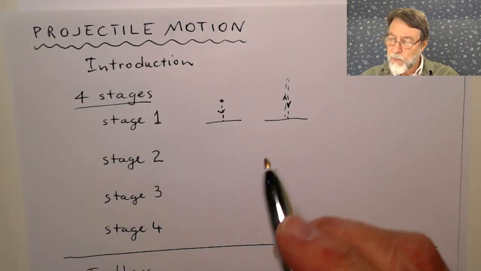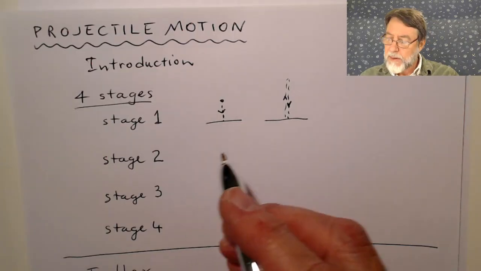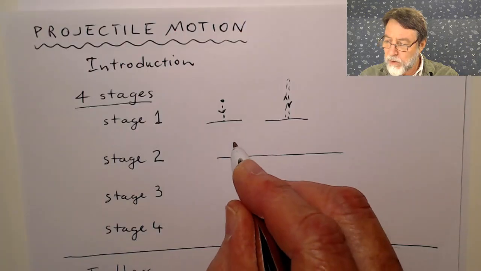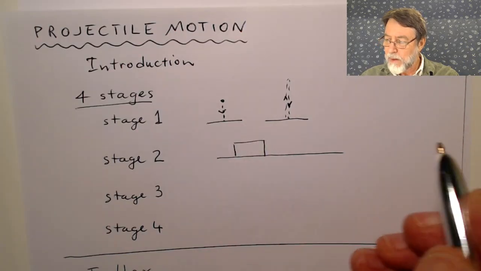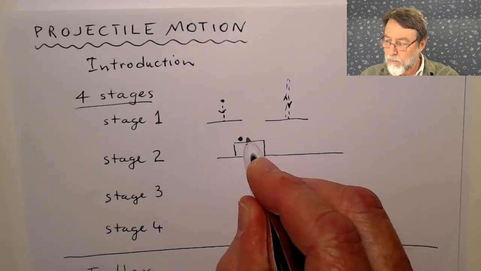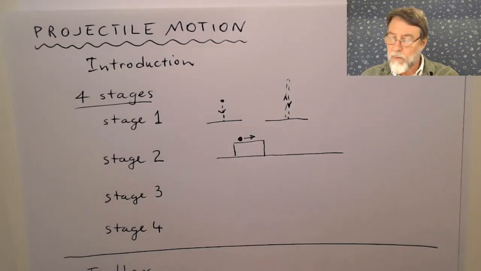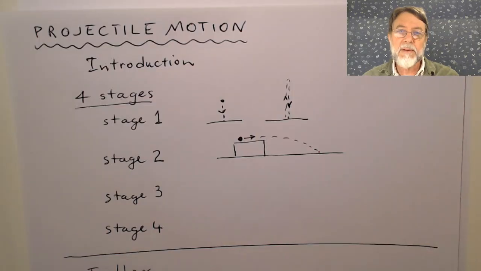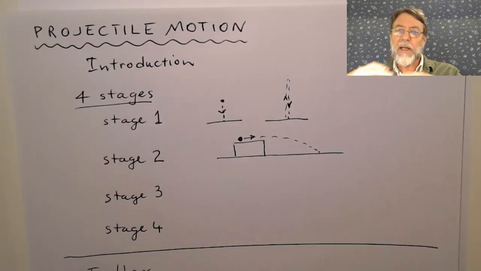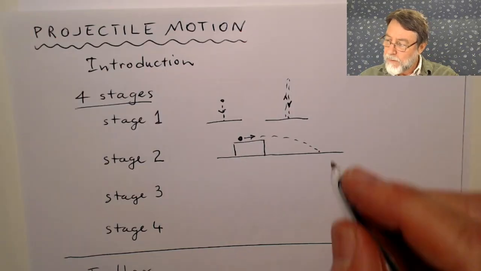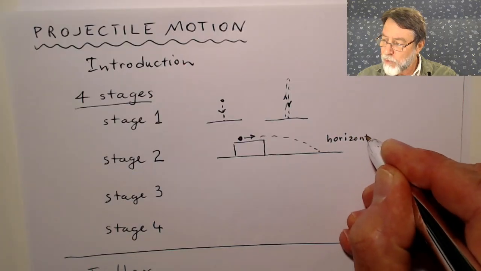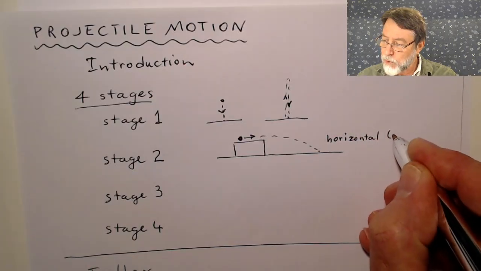So stage one. The next level of complexity is when you do make it two-dimensional, and you say I've got a table and I've got a ball and I push the ball off the table, and now it goes through a projectile motion path, a two-dimensional path. So that's the next step up. This is often referred to as horizontal launch.